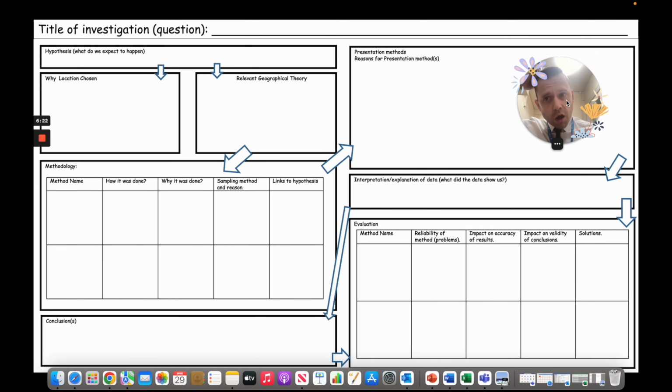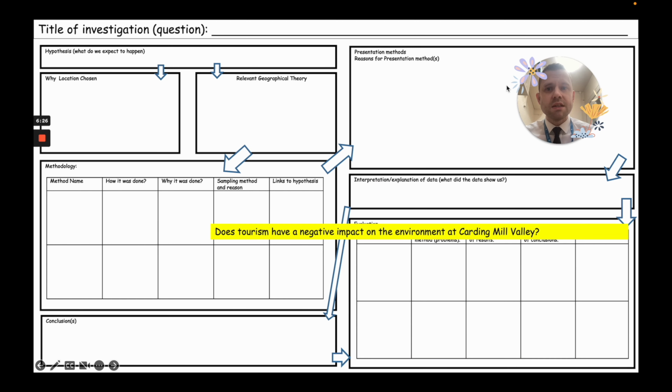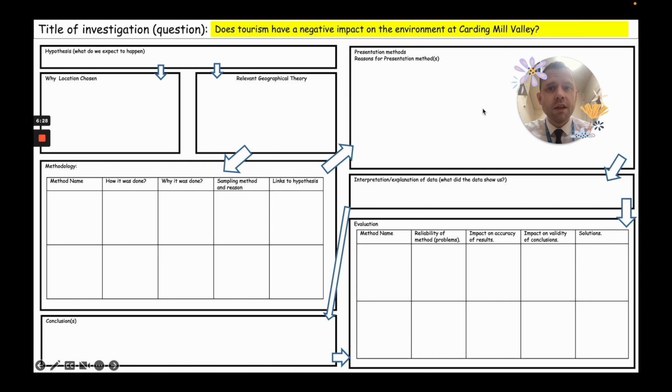We're going to start off with the human fieldwork, and the reason being is this is the one people tend to forget. So we did the human fieldwork in the afternoon, and it's, does tourism have a negative impact on the environment of Cardiff Mill Valley? Okay, so did people going there damage the environment? So that was our question. That's what you would write where it says inquiry question in the exam.